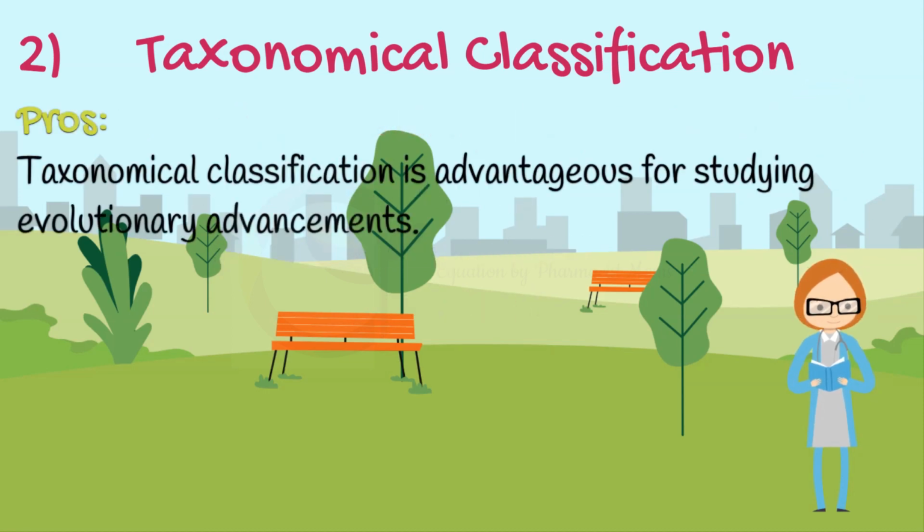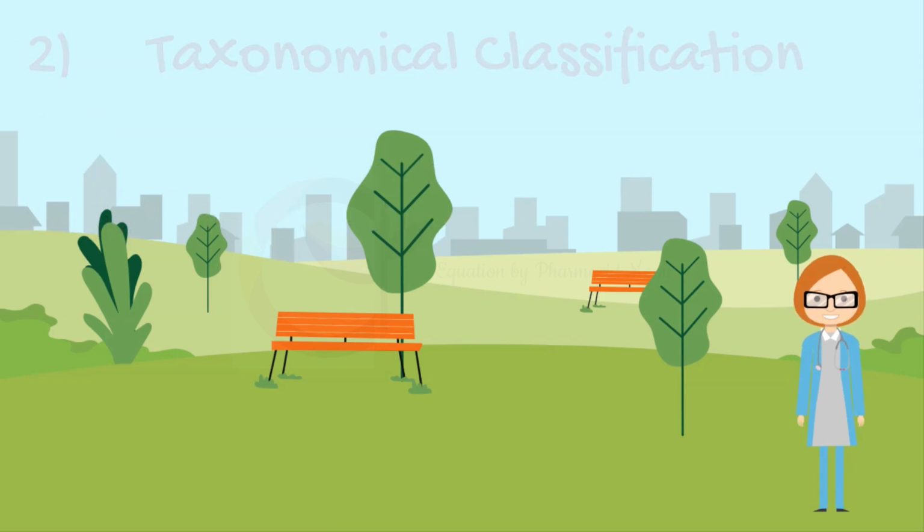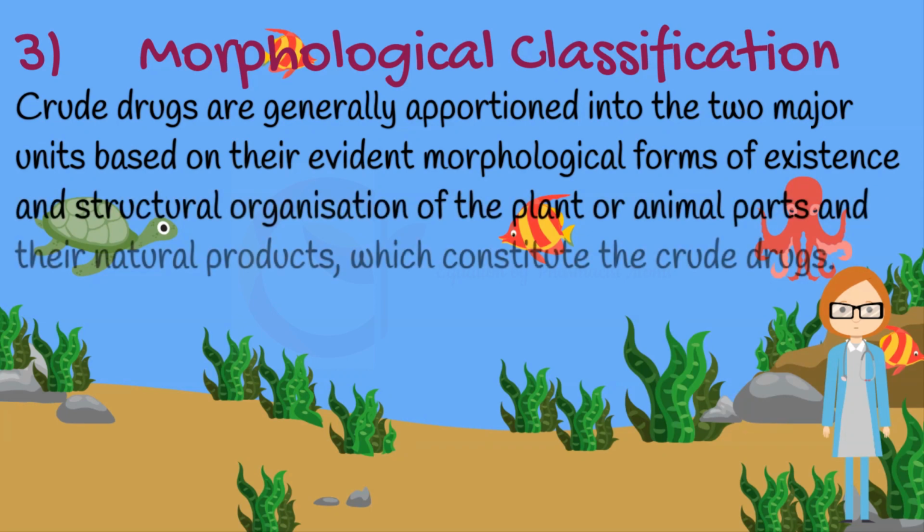Taxonomical classification is advantageous for studying evolutionary advancements. But this system does not correlate the chemical constituents and biological activity of the drugs. Now, we will move towards morphological classification. Crude drugs are generally apportioned into the two major units, based on their evident morphological forms of existence and structural organization of the plant or animal parts, and their natural products, which constitute the crude drugs.